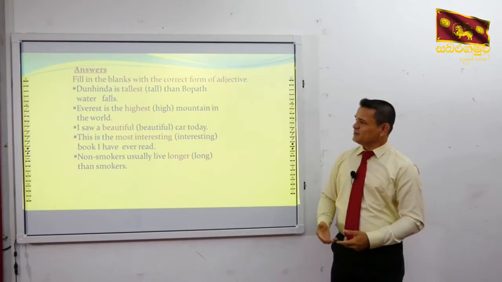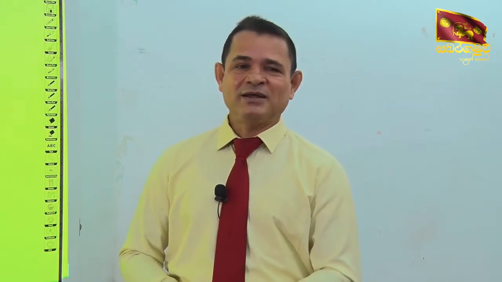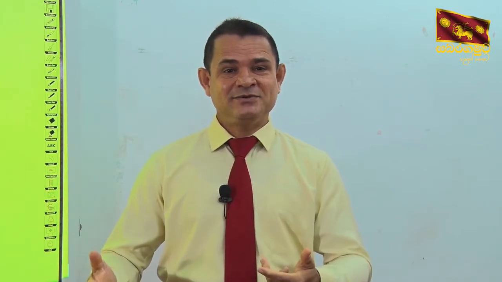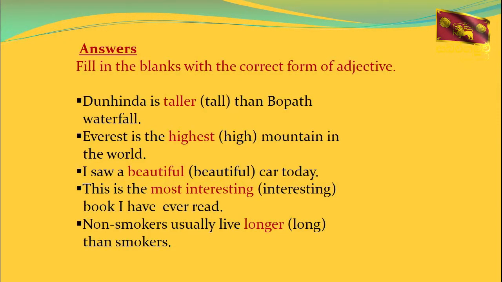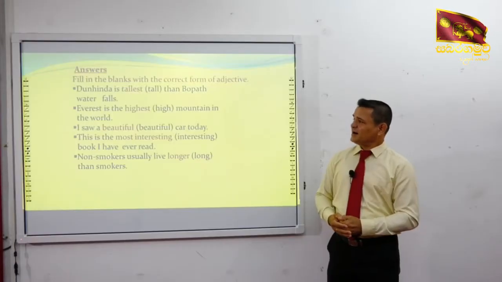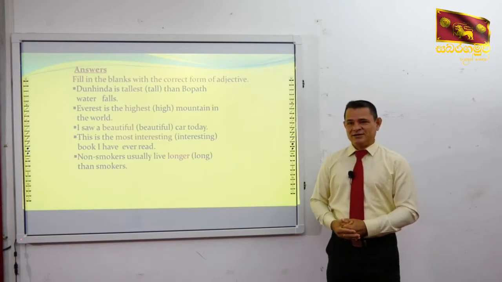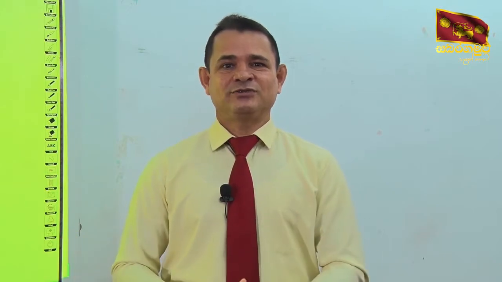First one, you simply talk of two waterfalls, Dunghinda and Bopat. Comparing, definitely you have to use the comparative form. Right, it should be then Dunghinda is taller than Bopat waterfalls. You are comparing two things, so it should be taller than. Next one, second one, Everest is the highest mountain in the world. The highest mountain in the world. You are talking of the best. Then there you have to use the superlative form.